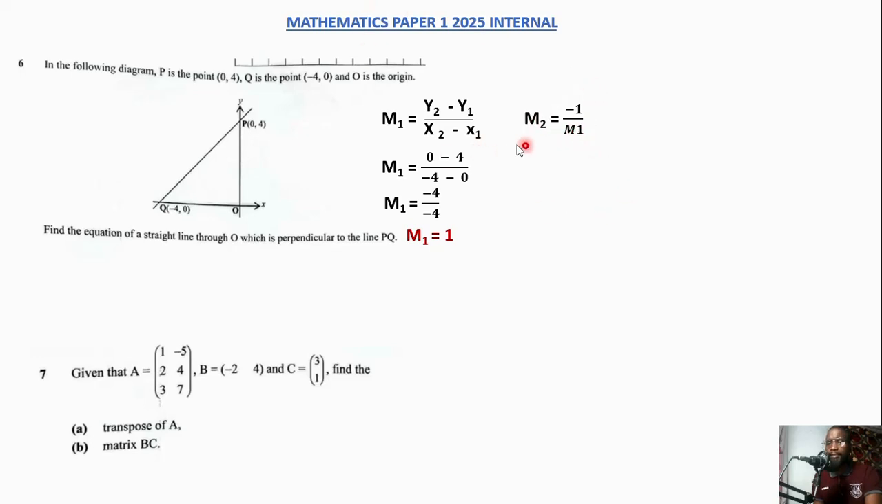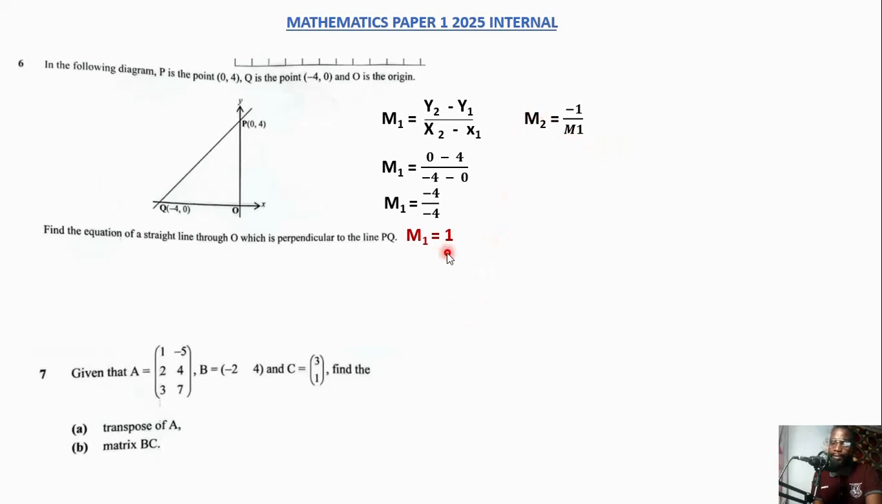Where did I get this formula? This formula is coming from the standard principle, which states that the first gradient and the second gradient will always give us a product of -1. If you multiply gradient 1 times gradient 2, you should have -1. Now, I've just made gradient 2 the subject of the formula by saying gradient 2 should be equal to -1 divided by gradient 1.